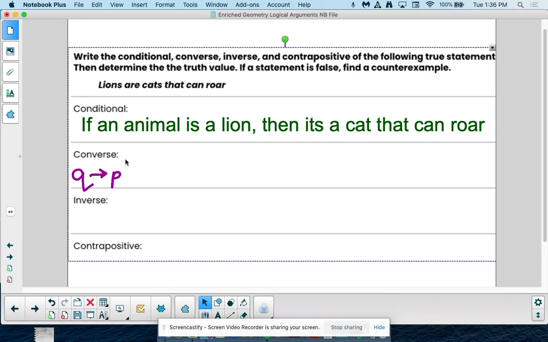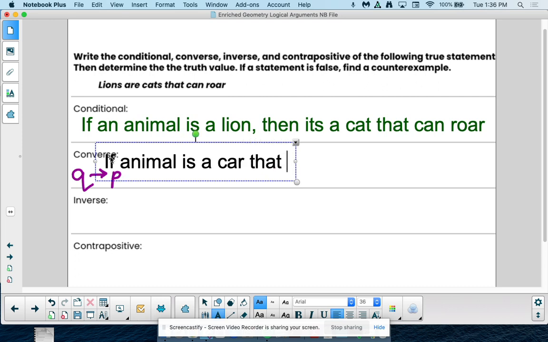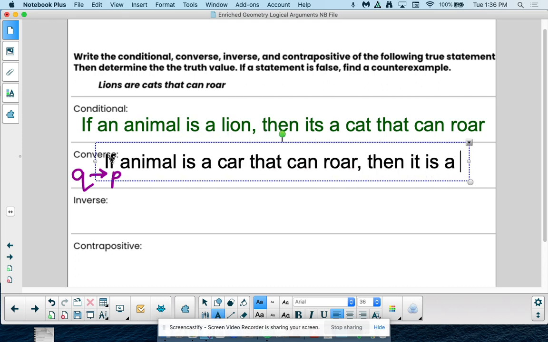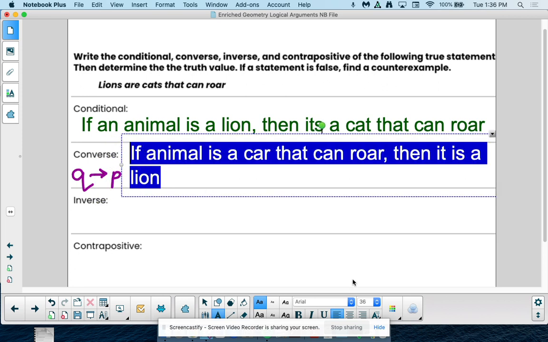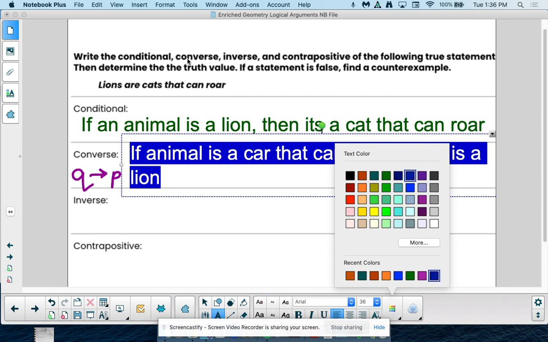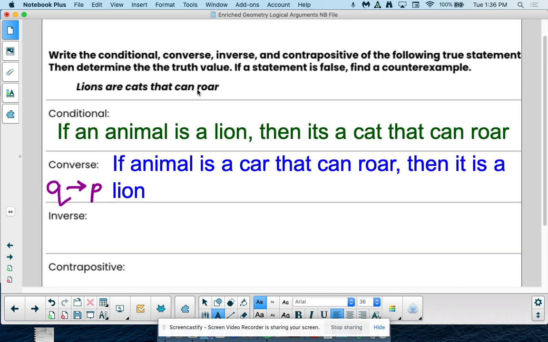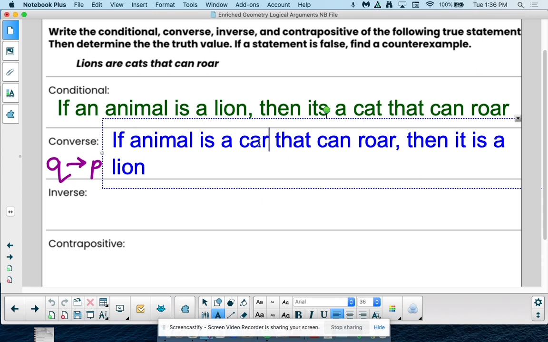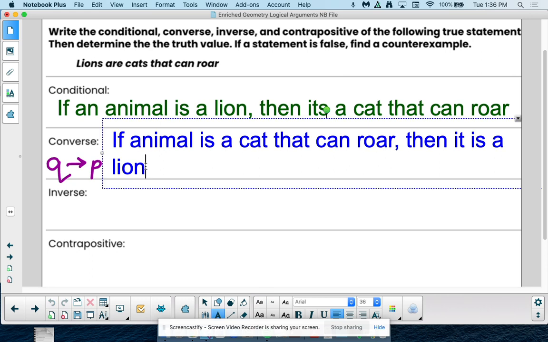Perfect. So let's write that. There's a lot of writing, I know, you guys. Is that one true or false? A cat that can roar, is that true or false? False. Why is it false? Tigers. Tigers can also roar.